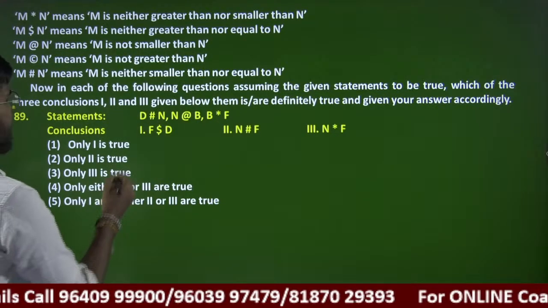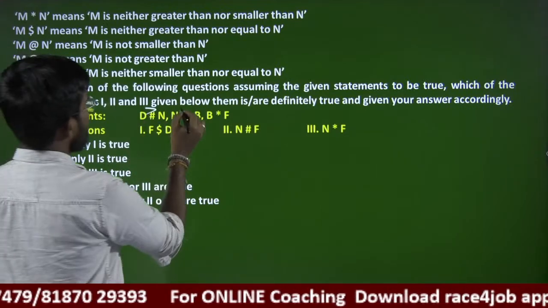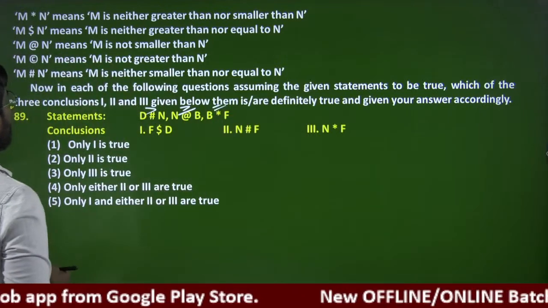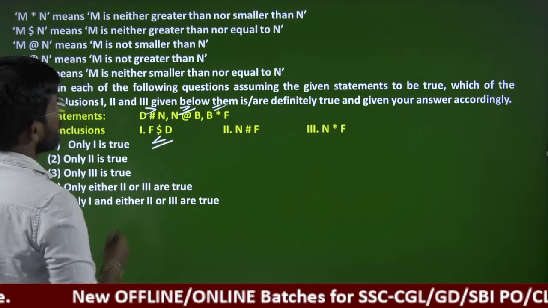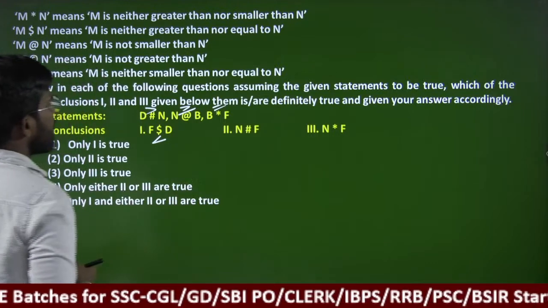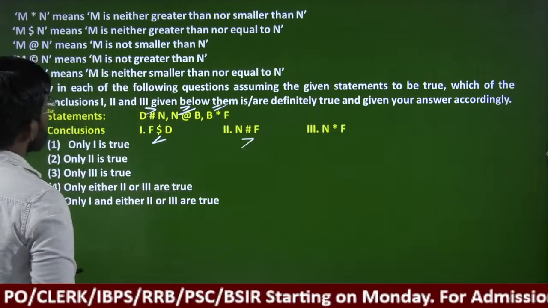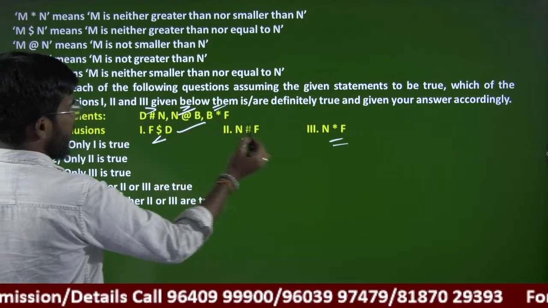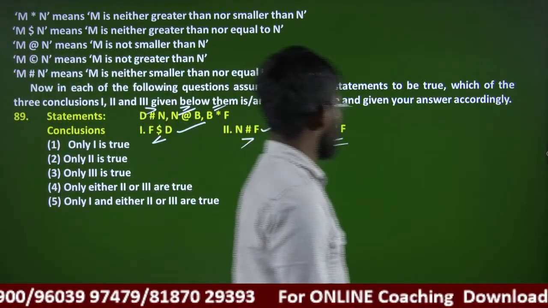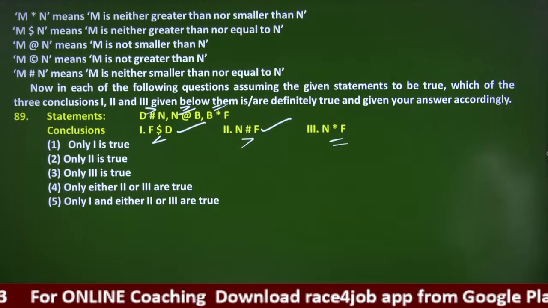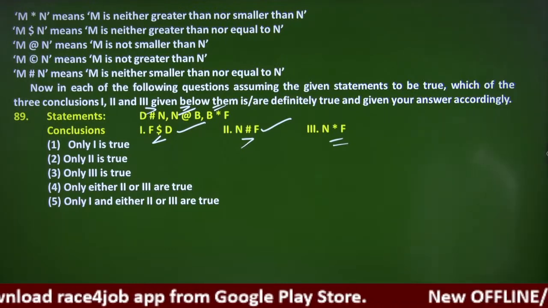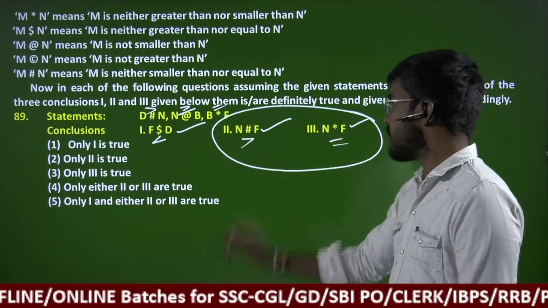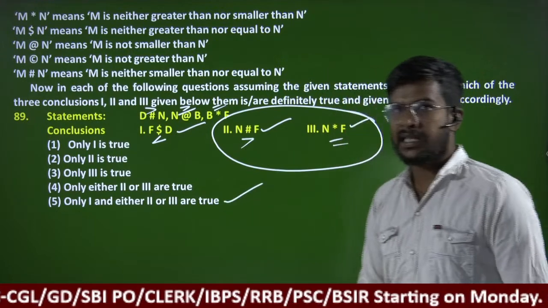Next, D ash N. Ash represents greater symbol. At the rate symbol represents not smaller, means greater than or equals to. Star represents equals to. F dollar: dollar represents less than. Ash symbol represents greater symbol, star represents equals to. From D to F we can move, from N to F we can also move, but N equals to F, here the chances may be individually wrong, because we need one definite statement. Here also 50-50% chance. By combining these two statements we can say either-or conclusion. So only one, either 2 or 3.